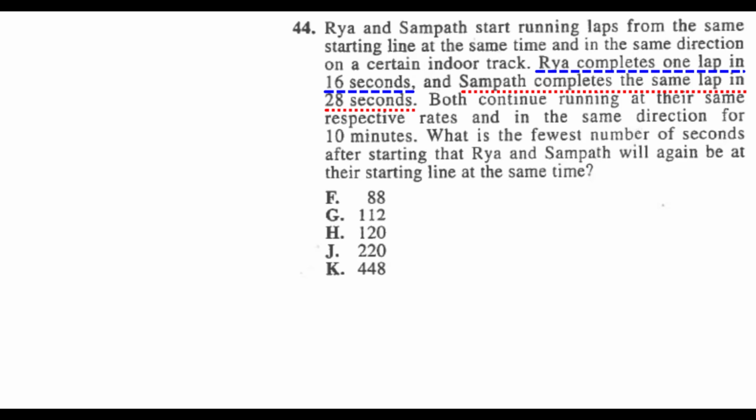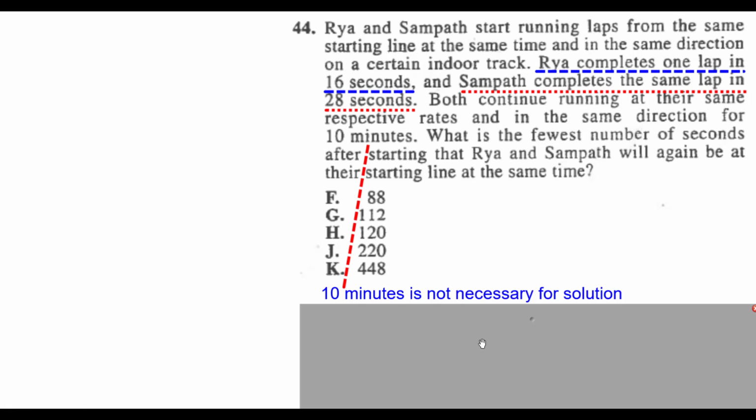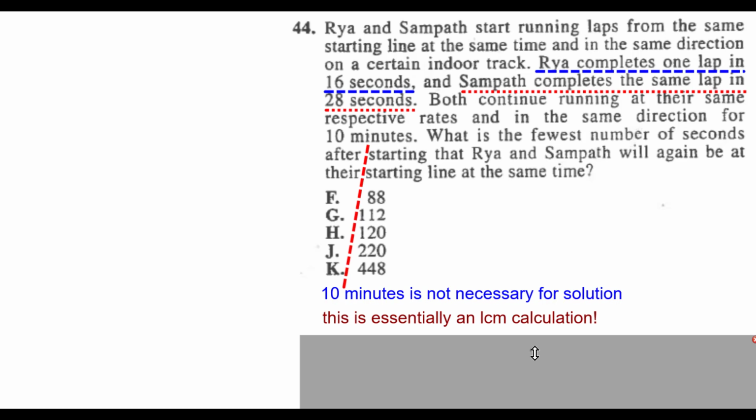So these are the key phrases right here. The 10 minutes is necessary for the solution. But this is essentially, if you think about this, a least common multiple calculation. I want to find the least common multiple of those two numbers.